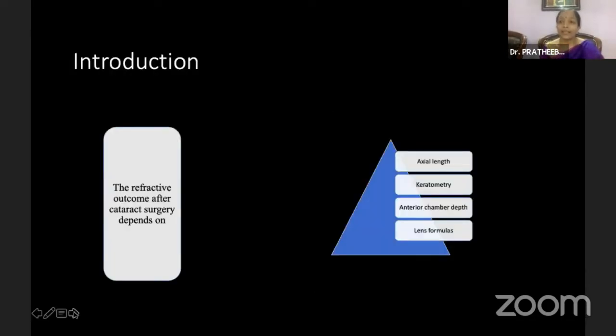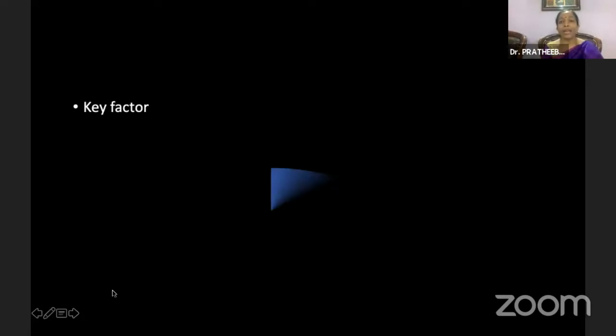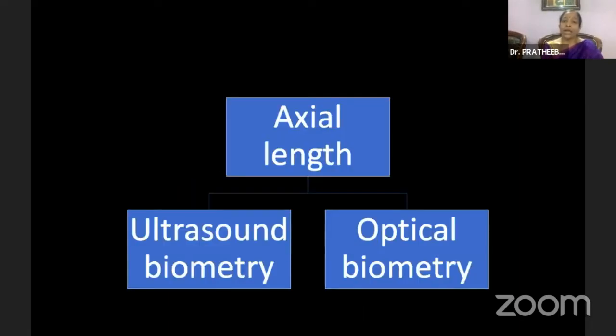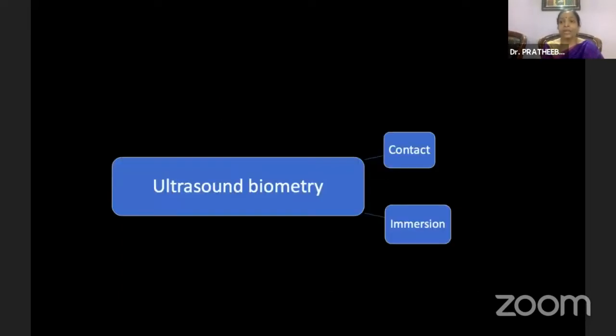Today's cataract surgery has become more of a refractive surgery. The refractive outcomes after cataract surgery mainly depend on axial length, keratometry, anterior chamber depth, and the lens formulas, among which the key factor is the axial length. We all know even a small 1 millimeter difference in the axial length can give a 2.5 diopter difference in the postoperative refraction. Axial length can be determined by ultrasound biometry or optical biometry.